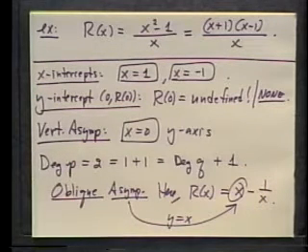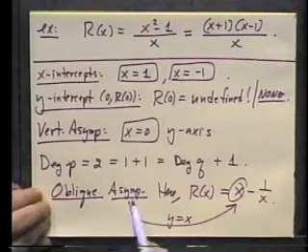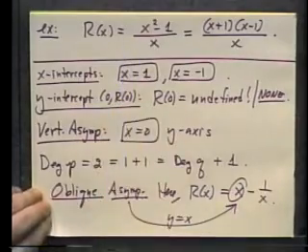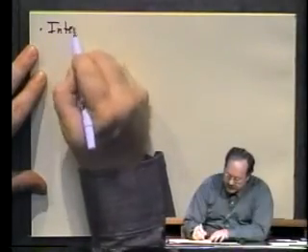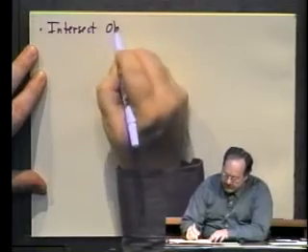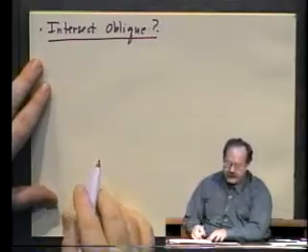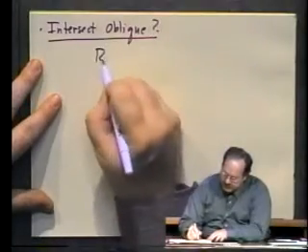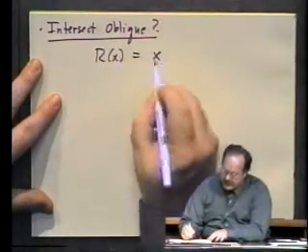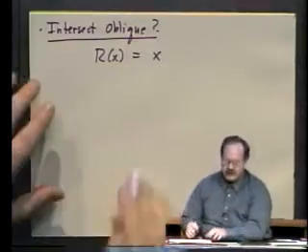And I can ask the further question, did the oblique asymptote and the original function ever intersect? That's not hard to check. So, intersect oblique, one might put in telegraph form. Intersect oblique, well, I would want to solve r of x equal to x. That's the oblique. This is the original function.